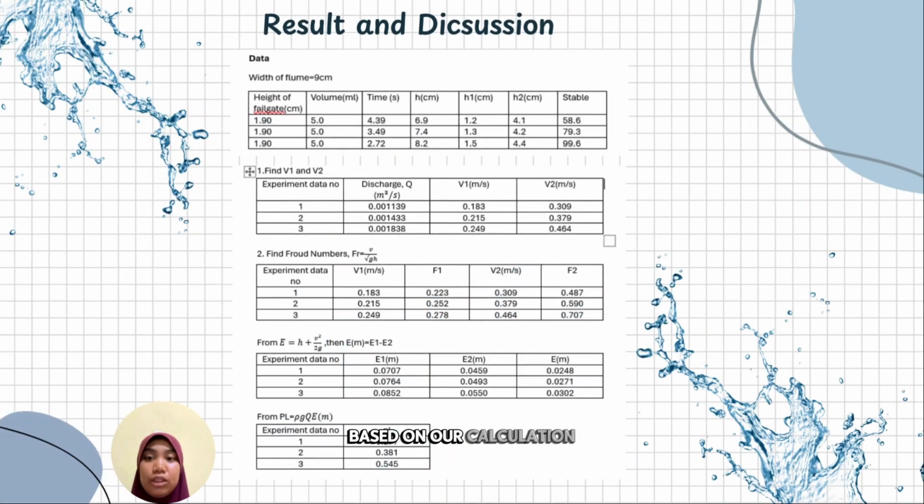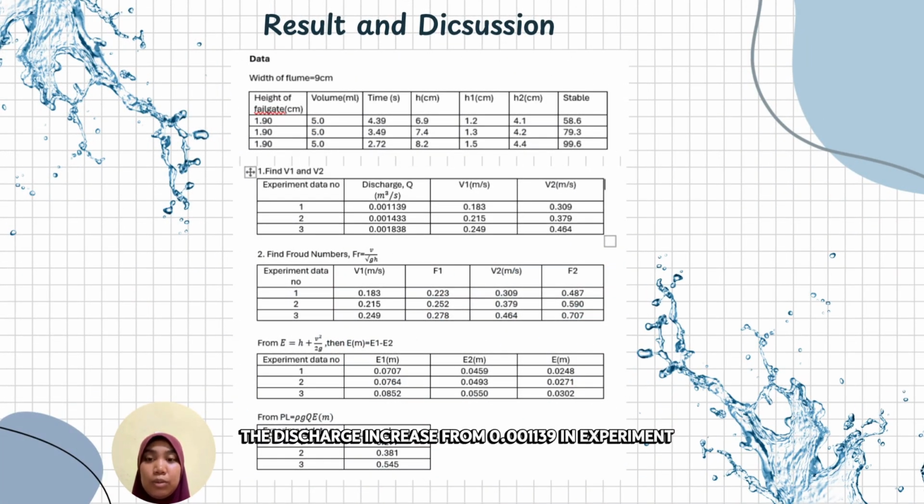Based on our calculation, the discharge increased from 0.001139 in experiment 1 to 0.001838 in experiment 3. As the discharge increased, both the upstream velocity V1 and downstream velocity V2 also increased, showing that a higher discharge produces a faster water flow. The Froude number also increased, but all values remain below 1, indicating that the flow stays subcritical and relatively stable throughout the experiment. We also found that the specific energy before the hydraulic jump E1 was always higher than E2.